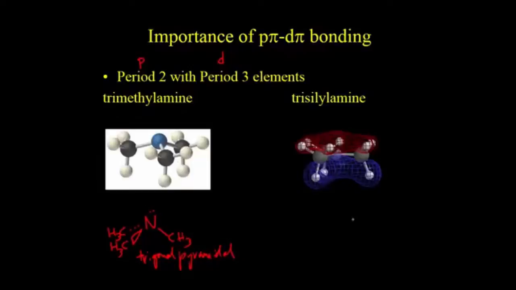We'd expect the same thing if we go down the group and put silicon here instead of carbon, but what happens is that the p orbital on the nitrogen is able to overlap with the d orbitals on the silicon atoms, making a partial pi bond. So instead of a trigonal pyramidal shape, we get a trigonal planar shape in trisilylamine. And we'll see this p-pi-d-pi importance as we move along in our tour of the periodic table.